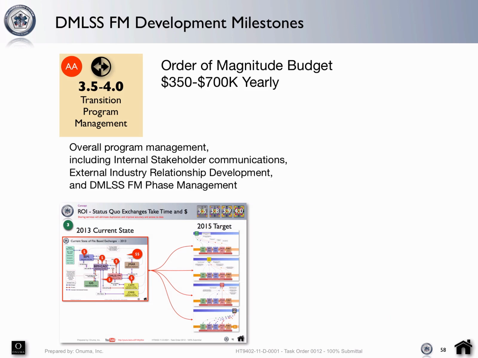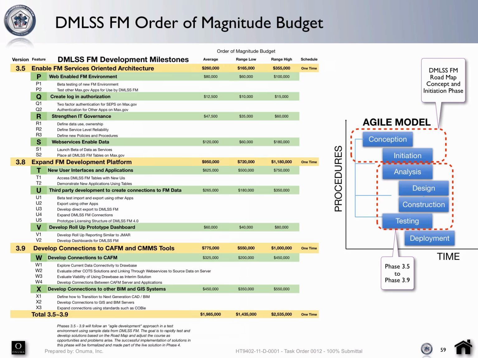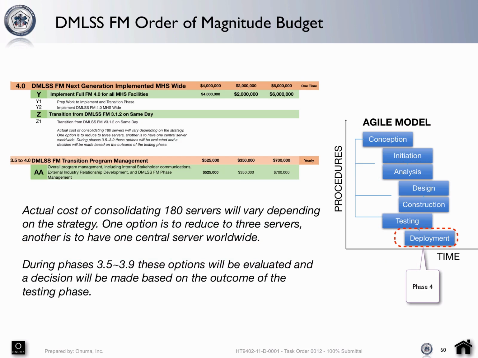A budget for transition program management and the overall program management of DMLS FM as it moves into this next phase, and then a more detailed breakdown phase by phase for each of the steps of the DMLS FM roadmap strategy using an agile approach. And then also into the management and the yearly update management of DMLS FM as it goes into phase 4.